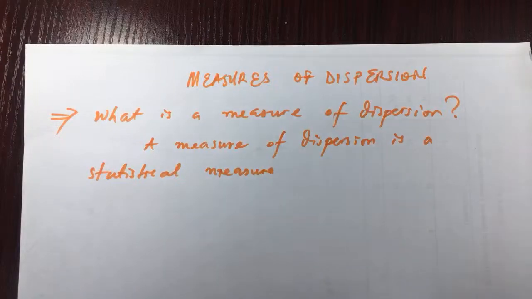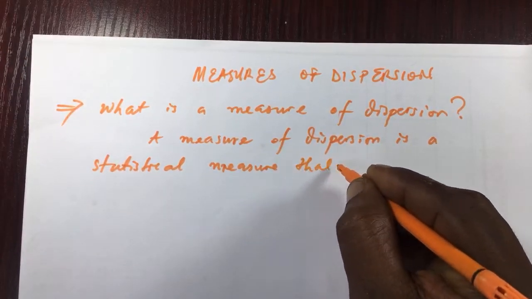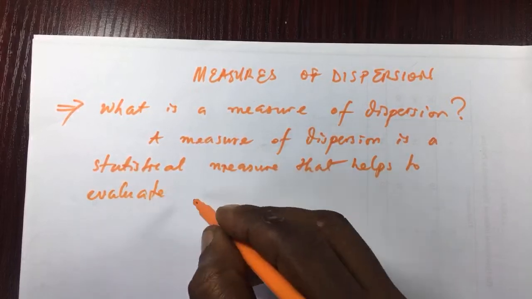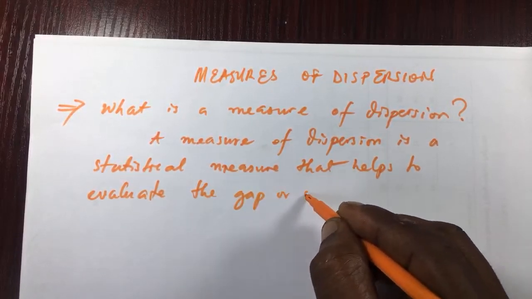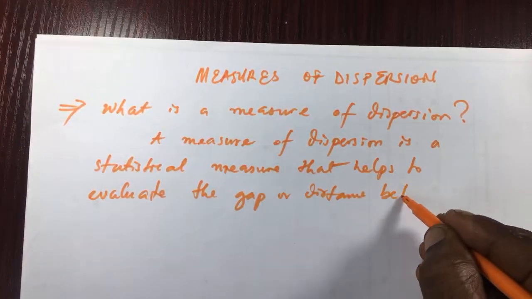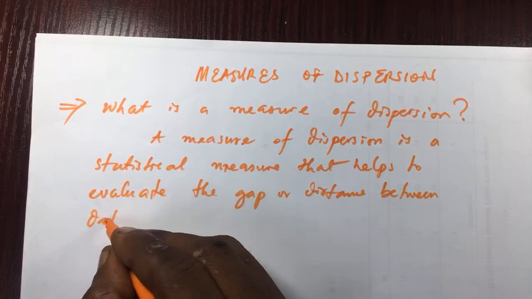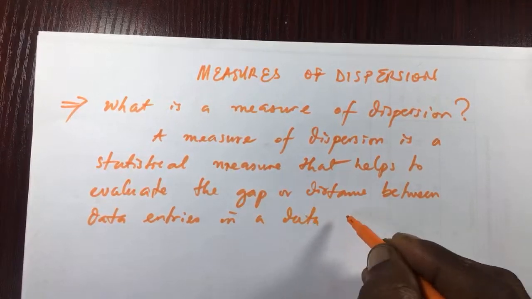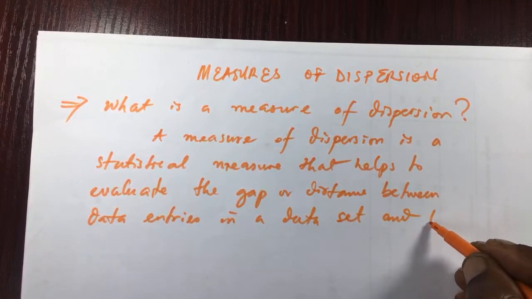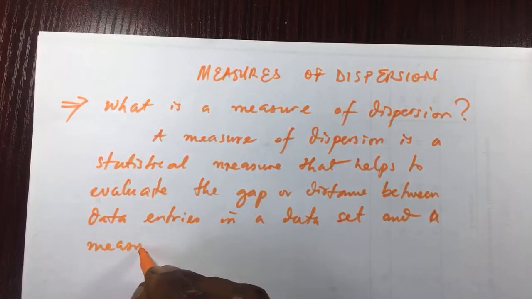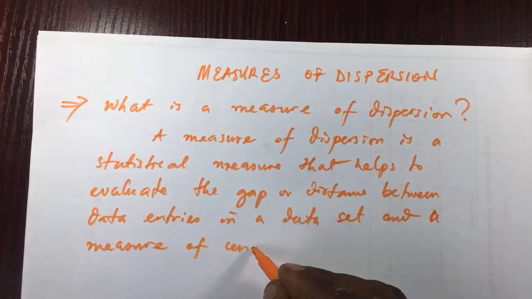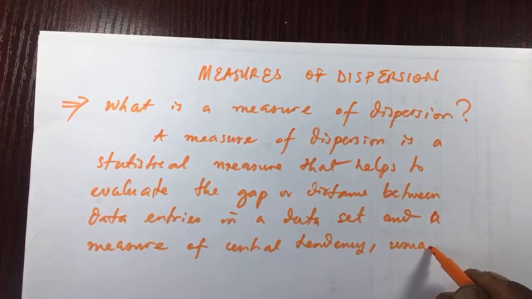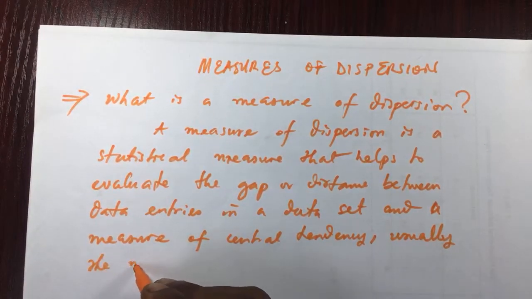A measure of dispersion is a statistical measure that helps to evaluate the gap or distance between data entries in a data set and a measure of central tendency, usually the mean.